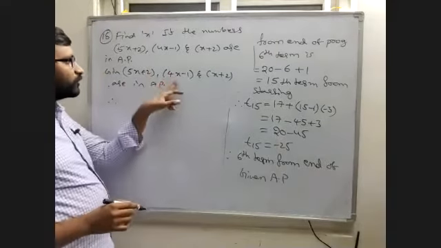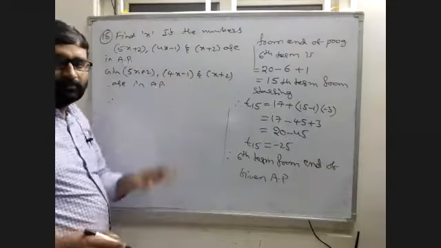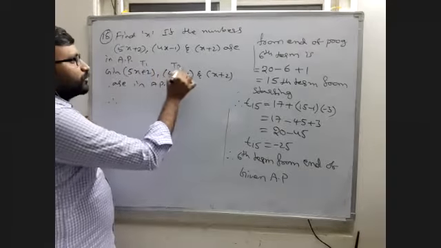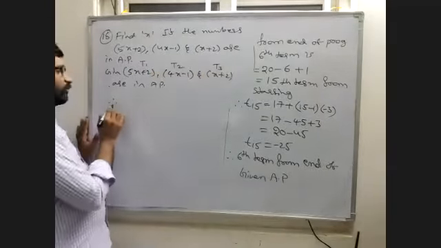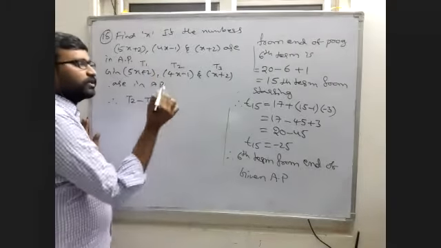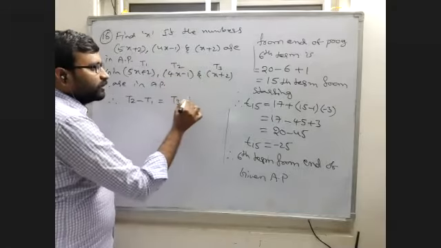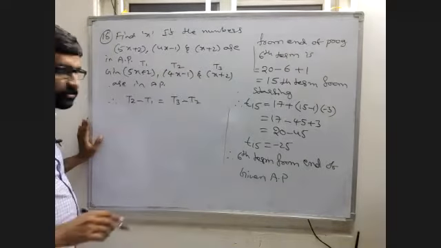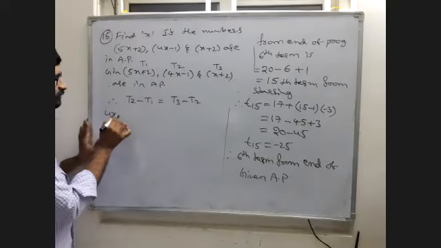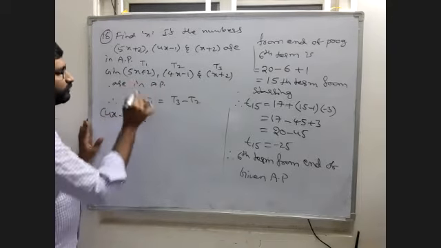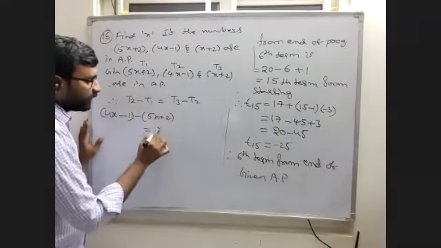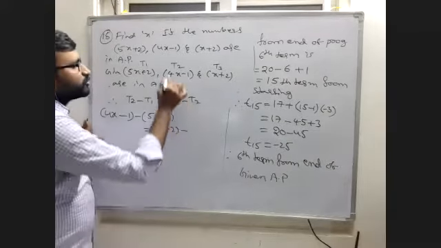Therefore, the differences are the same. Let this be T1, this T2, this T3. We know T2 minus T1 is always equal to T3 minus T2. Why? Because common difference is same. T2 is 4x minus 1, minus T1, which is 5x plus 2, is equal to T3, which is x plus 2, minus T2.